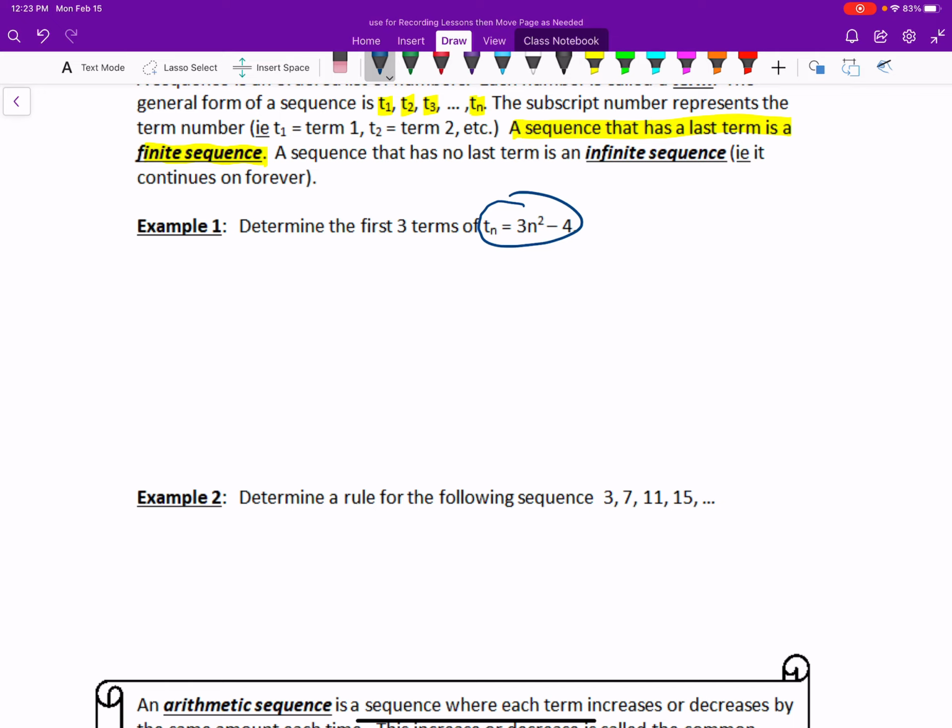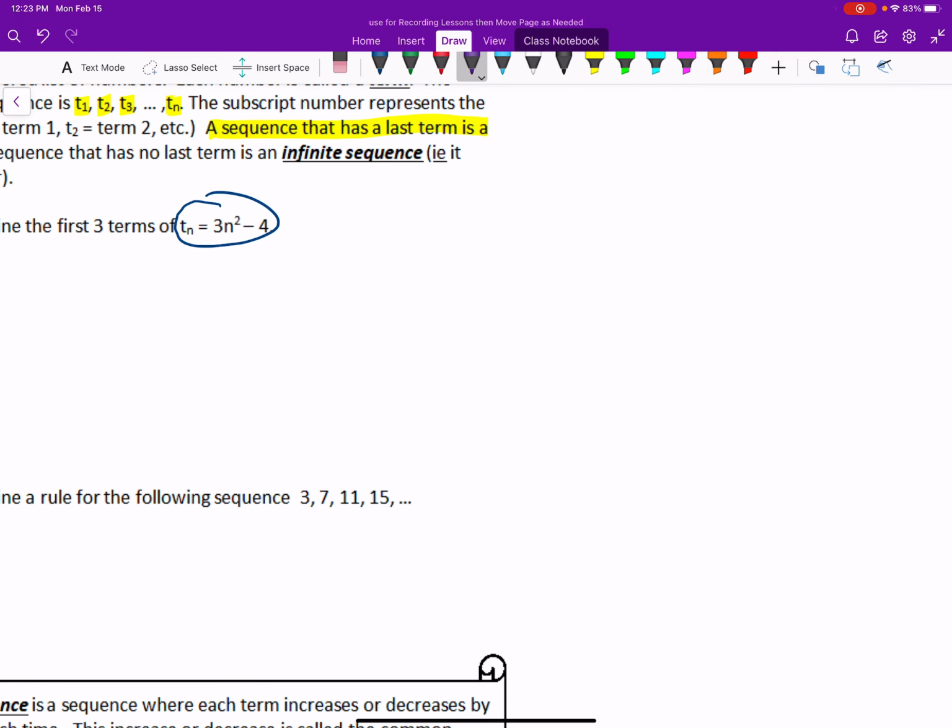Just to go off this example for a second, say I had some random list of numbers. There's no rhyme or reason to this one, but this could be a sequence. This would be the first term, T1, because it's literally the first number. This would be T2. This would be T3. T standing for term, and then the number where you find it.